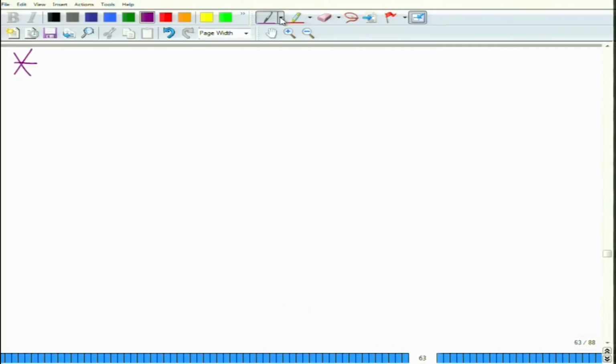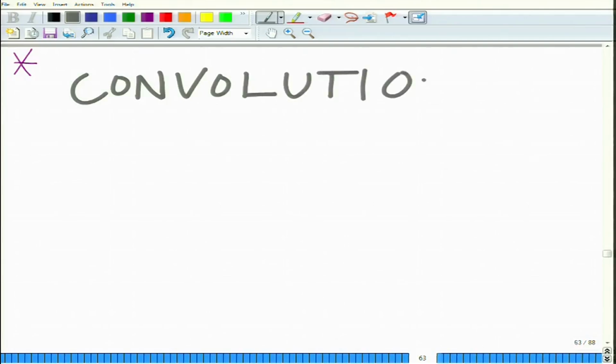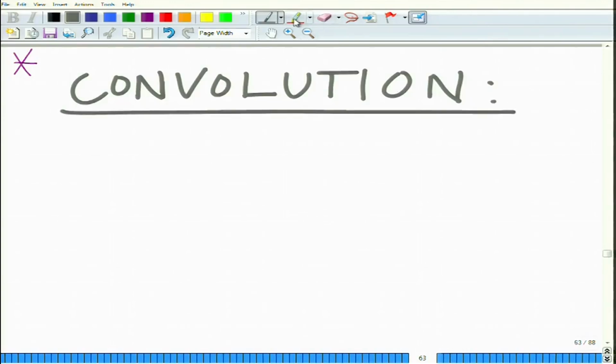Okay. So, what we want to look at now is another interesting aspect of the Laplace transform, its relation to the convolution between two signals. So, we want to look at the convolution property of the Laplace transform.